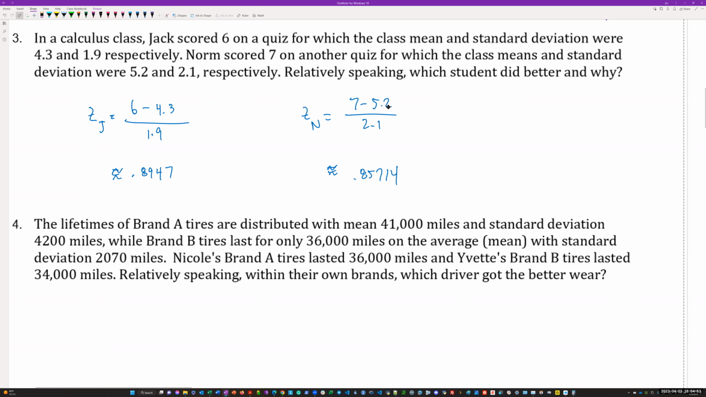So the other thing is that this kid, compared to the people that took his test in his class, right? He got about 0.857 standard deviations greater than the mean. Does that make sense? Compared to the people in his class, compared to the distribution that he was involved with, he got almost 1 standard deviation greater than the average. This person also got about 1 standard deviation greater than the average. The only thing is this one got 0.8947 more than his average. This guy got 0.85714 more than his average. Jack did better, relatively, compared to his class.